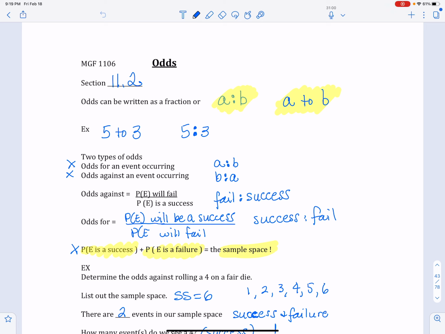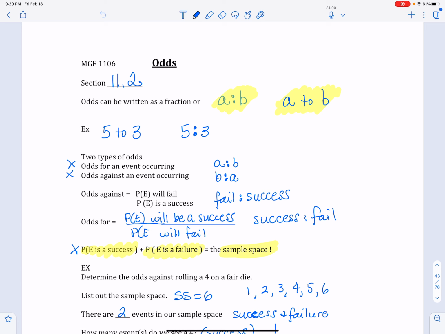So odds can be written either as a fraction. If we write them as a fraction, you will see the top over the bottom, obviously, the numerator over the denominator. Or you can write them as A colon B or A to B. So an example says 5 to 3. The next example next to that says the same thing, 5 to 3.